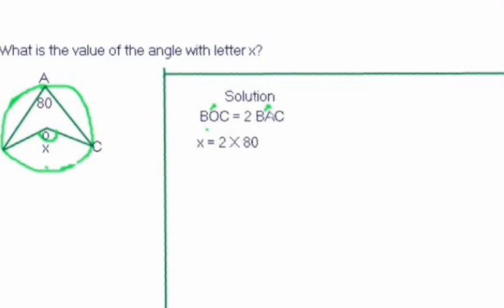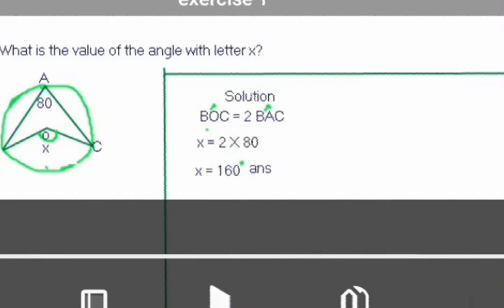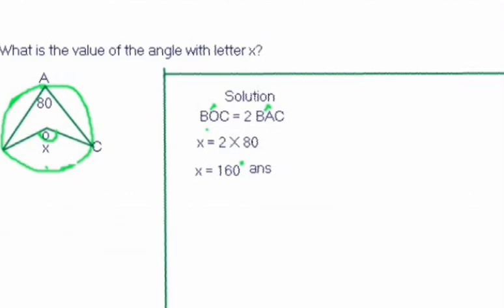BAC is 80 degrees. So that's where we have 2 times 80. The angle at A is 80 degrees, so we have 2 times 80. So S is equal to 160. We have to always be careful to put a degree sign whenever we finish solving angles. So we have 160 degrees to be the answer. S is equal to 160 degrees.